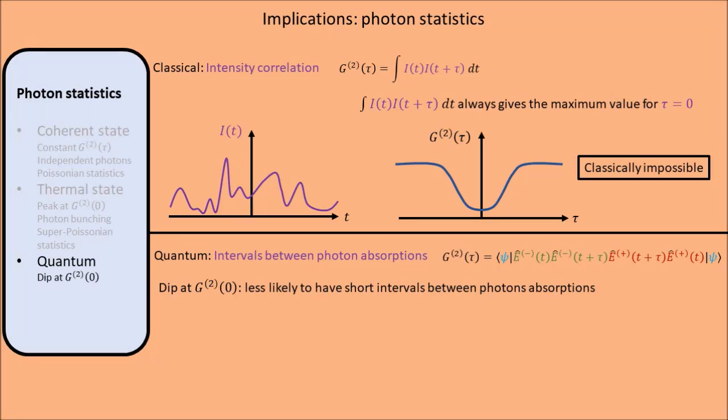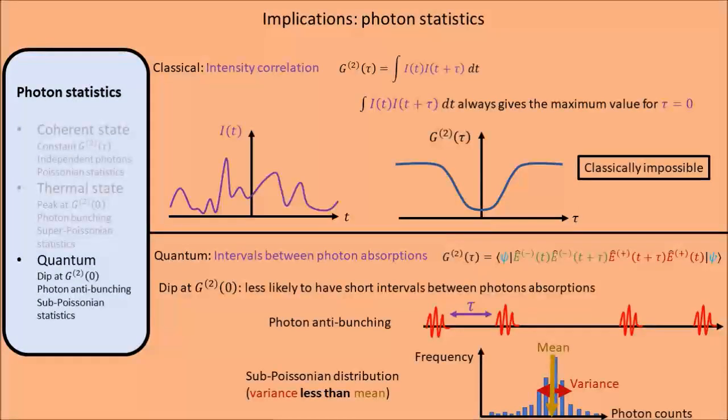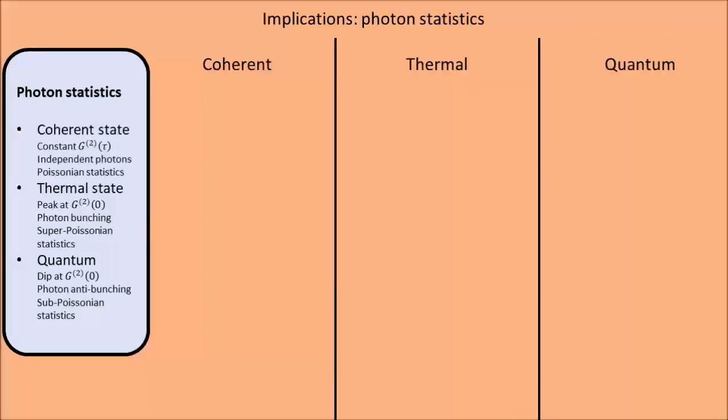This is known as photon anti-bunching, and it would lead to a narrower photon count histogram compared to the coherent case, because the photons are detected at more regular intervals. Because the variance is in this case smaller than the mean, this is called a sub-Poissonian distribution. Let's summarize what we have seen for the three types of light.